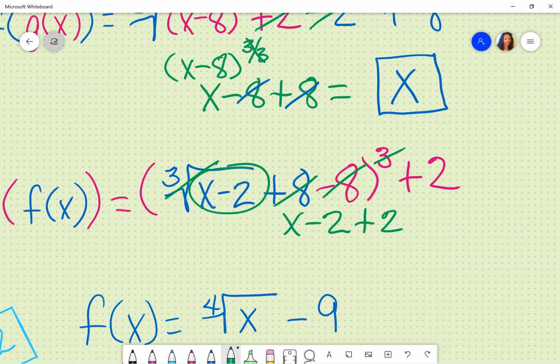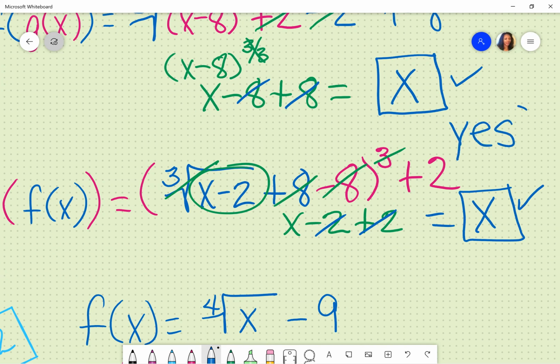Now, what I can just do is simplify. Negative 2 and positive 2 is 0, and I am left with that x. So this tells me in this particular problem or example, yes, they are inverses of each other. So my answer would be yes. Let's go and try another one.